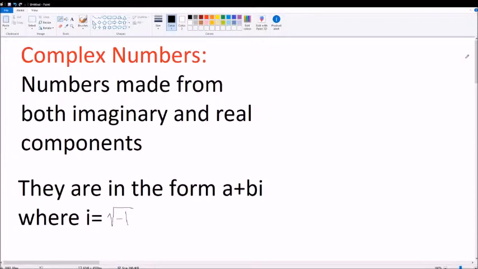I'm Gabe McGill and I'll be teaching Lesson 6-9. Lesson 6-9 is about complex numbers. Complex numbers are the union of a real and imaginary number in the form a plus bi, where i equals the square root of -1.